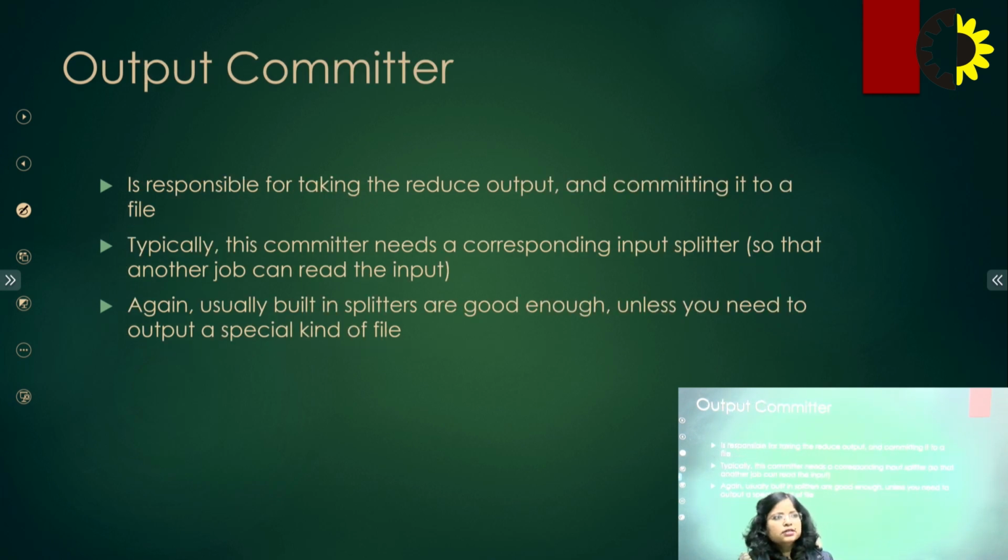Output committer. The task of the output committer is taking the reduced output and committing it to a file. So the committer needs a corresponding input splitter. Usually the built-in splitters are good enough unless you need to output to a special kind of file.